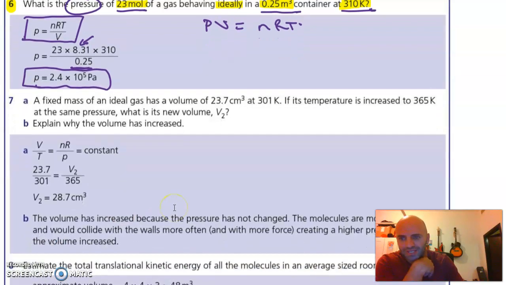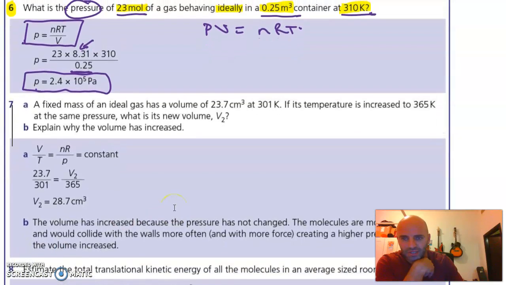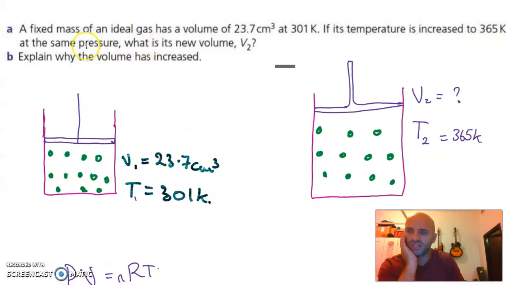The next one that I'll look at is question 7 here, and I'll explain it, I suppose, in a bit more detail. Okay, so in question 7, it said a fixed mass of an ideal gas has a volume of 23.7 centimeters cubed at 301 Kelvin. If its temperature is then increased to 365 Kelvin at the same pressure, so the pressure remains constant, what will its new volume be, V2? And then part B just asks to explain why the volume has increased.